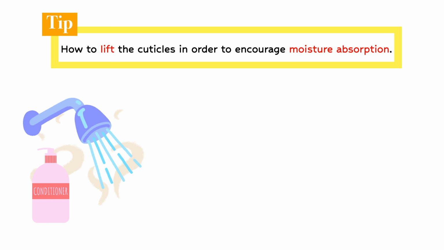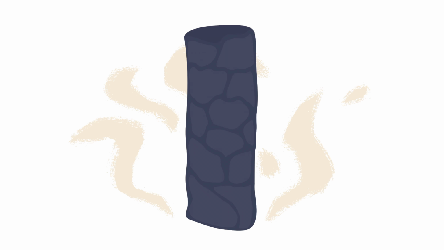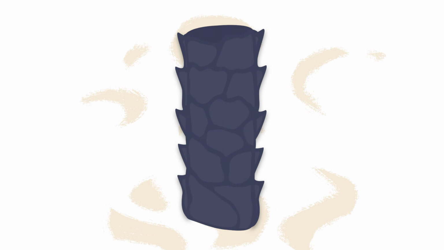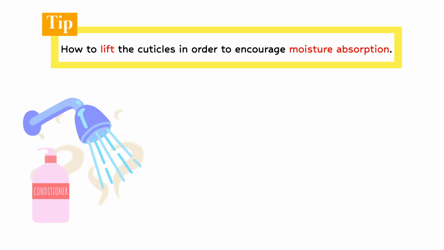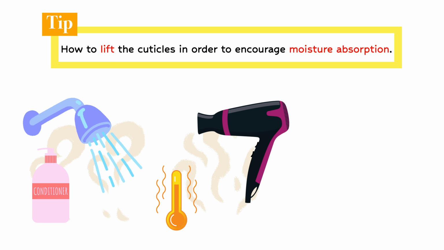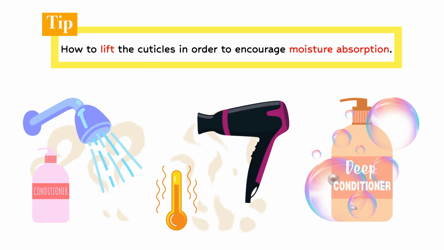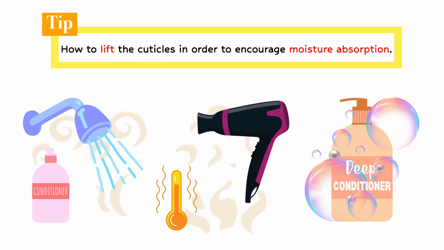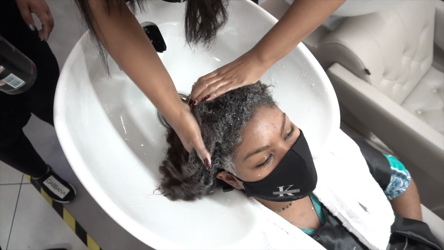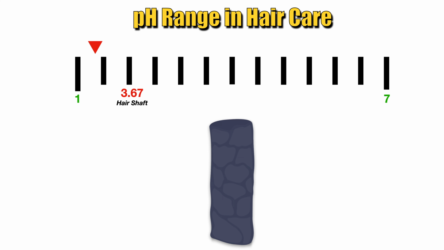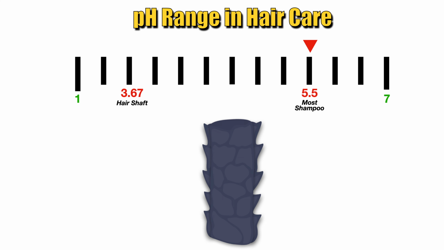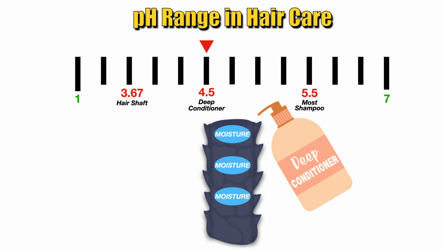So in your case, what you can do is, number 1, use warm water and leave-in product that are gently heated because warmer conditions will help lift those cuticles. Number 2, you can also use a blow dryer on a gentle heat setting. Number 3, use a deep conditioner immediately after shampoo because shampoo is naturally high in pH, which causes the cuticles to lift up. So while it's still lifted, you can apply the deep conditioner to maximize moisture absorption.